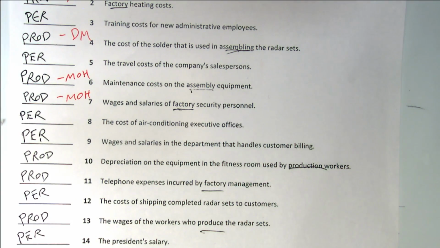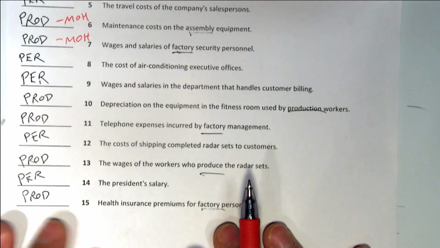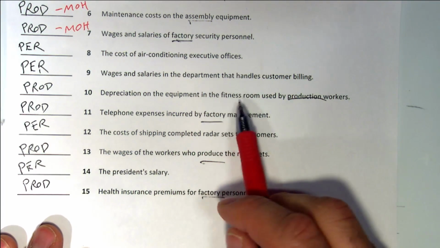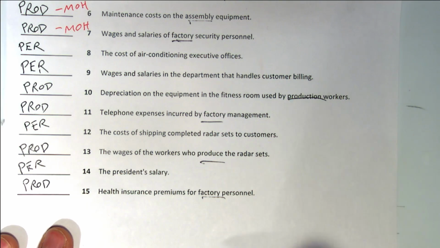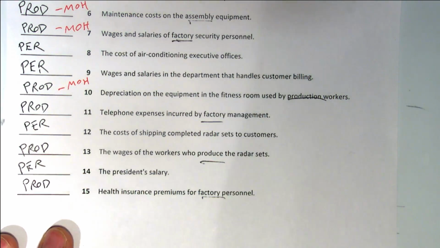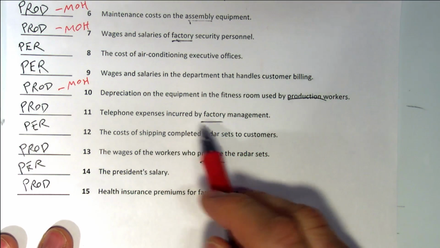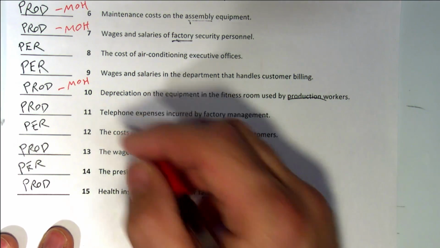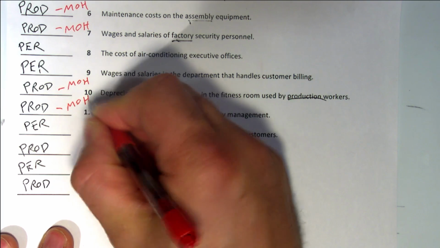Okay? All right. What's the next product one? Depreciation on the equipment used in the fitness room used by production workers. MOH. That's MOH. Telephone expenses incurred by factory management. MOH. Good.